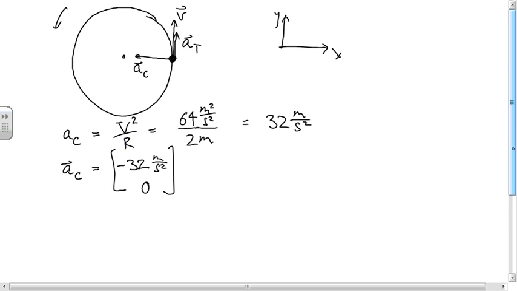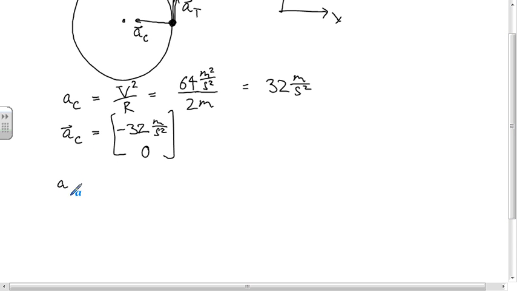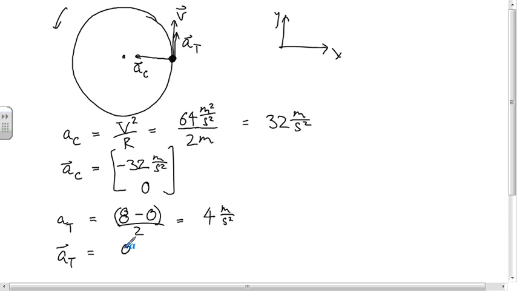And now the tangential acceleration. First, we have to use that formula. So the magnitude of the tangential is the later speed minus the earlier speed, divided by the elapsed time. So that's 4 meters per second squared. What are the components of the tangential acceleration? 0, 4. It's pointing in the positive y direction. So this is 0, 4 meters per second squared.